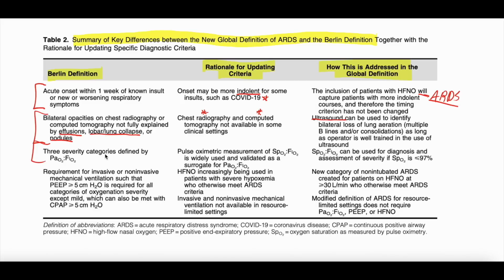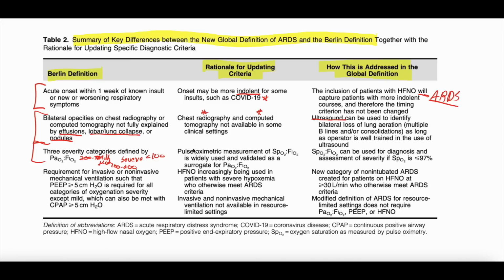They talked about the 3 severity categories defined by P to F ratios, right? We talked about how there was mild, there was moderate, and there's severe P to F ratios, right? Severe was less than 100, moderate was 100 to 200, and mild was 200 to 300. You probably can't read that, that's okay.